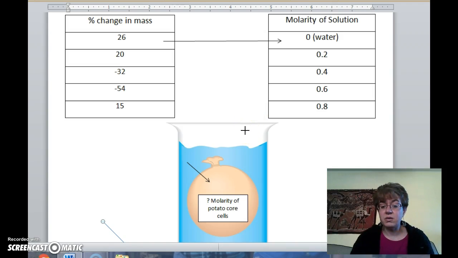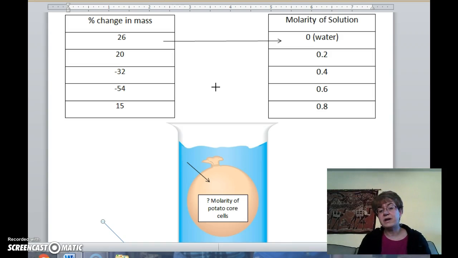So I know that my potato cores in my water will gain weight because there are solutes inside my potato core cells. So the water is going to go from the beaker into my cells because my cells are hypertonic and water follows the solutes to try to make them less concentrated. Okay, so that one I know. I need to figure out the rest.